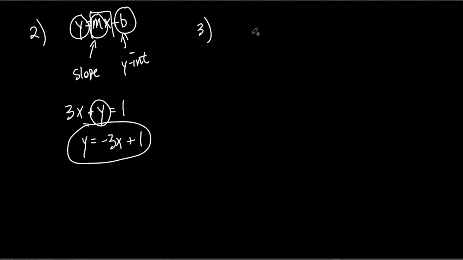Okay, here's the one with the 11/8 thing on there. So this is 11x minus 8y equals negative 48.